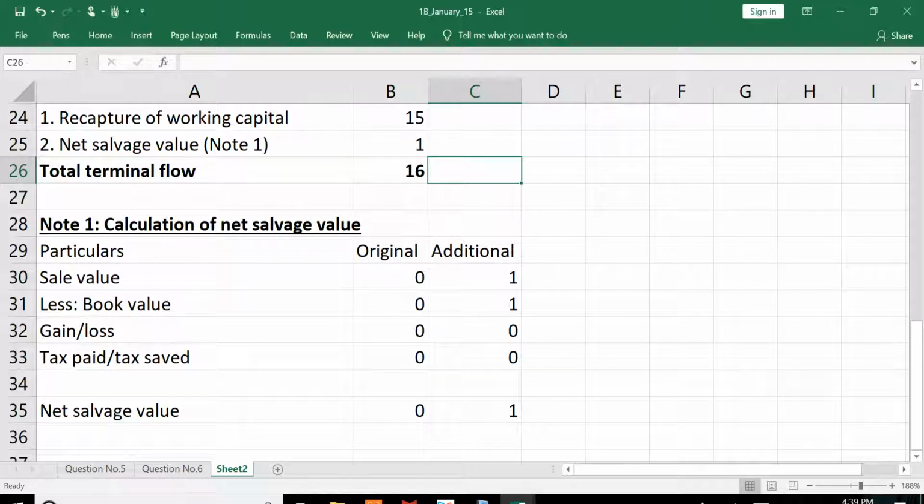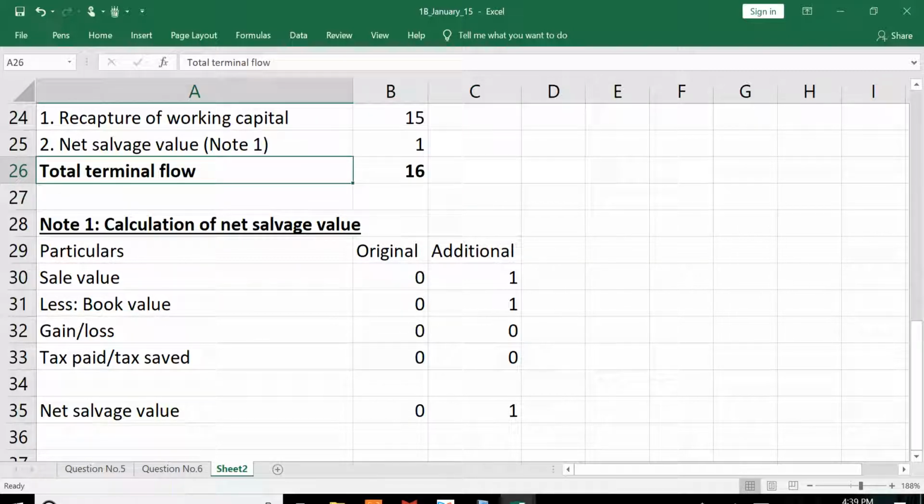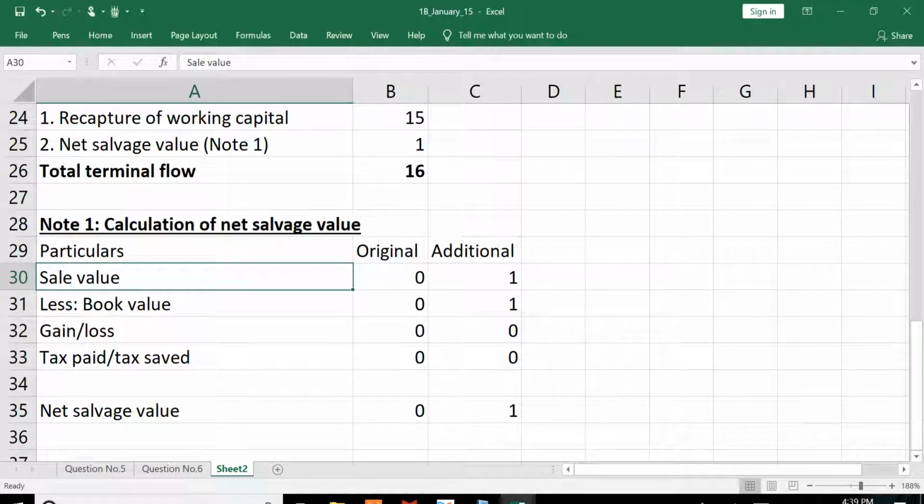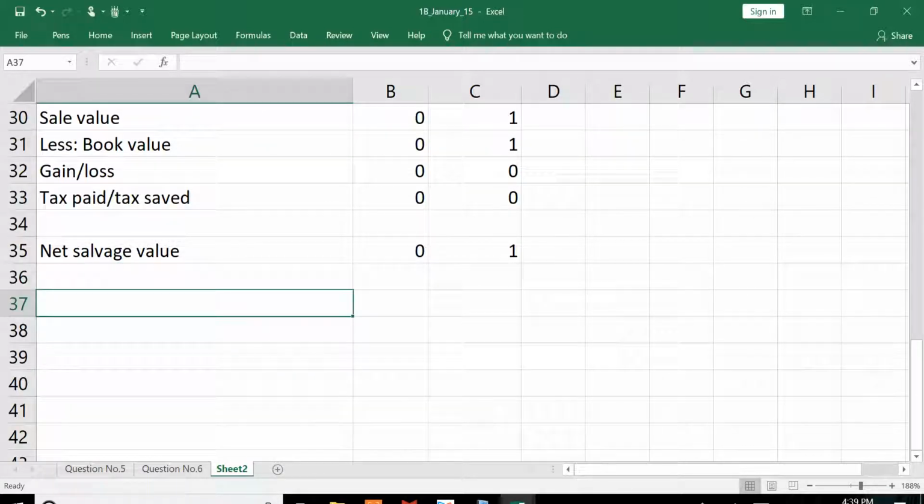Clear? Can we proceed? Any doubts on this?